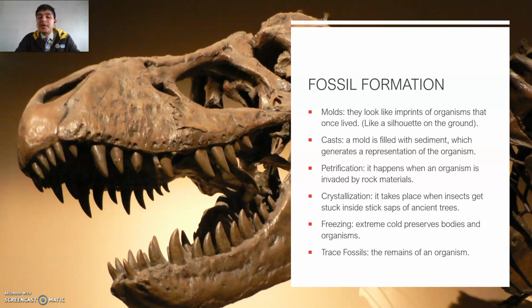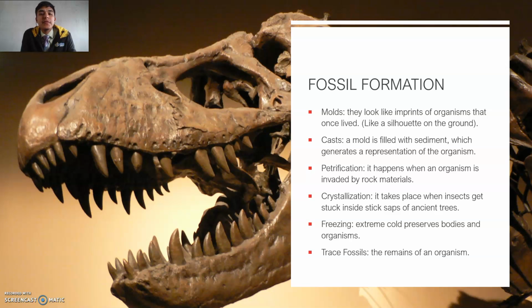And now we are going to talk about fossil formation. When we talk about fossil formation, there are different classifications from there. The first one that we can have are molds. And they look like imprints of organisms that once lived, like a silhouette on the ground.